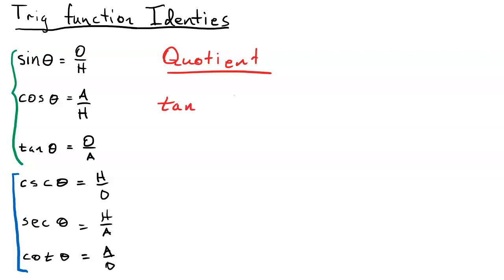Simple enough. So tan theta, if we look here, is opposite over adjacent. And we can create an opposite over adjacent fraction by taking the fraction of sine over cosine. So that's going to be one of our quotient identities.